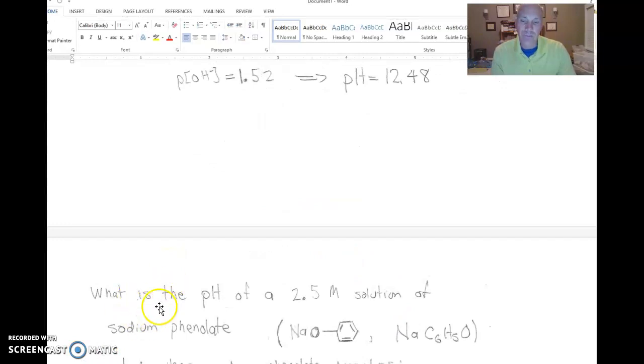Okay, so in this next problem, I'll go ahead and admit that this is a little bit more complicated, but it uses a lot of the same principles that we showed in the previous example. All right, and so the question is, what is the pH of a 2.5 molar solution of sodium phenolate? I've gone ahead and shown the structure, both the structure here and the formula for sodium phenolate.